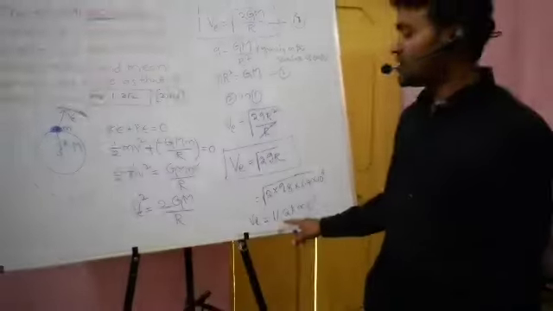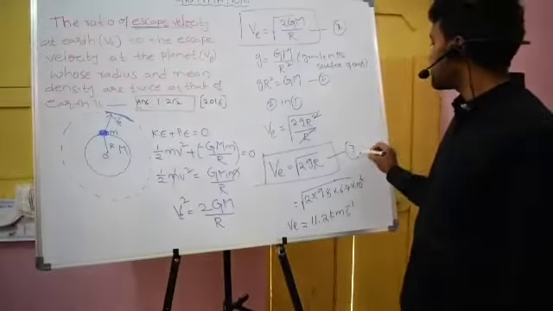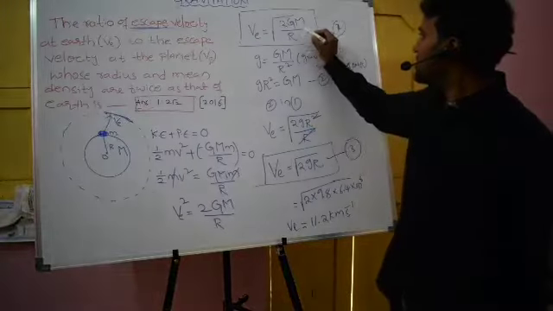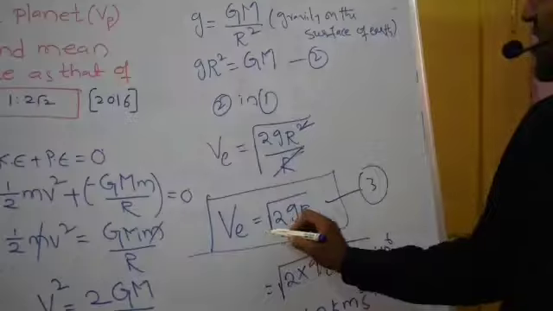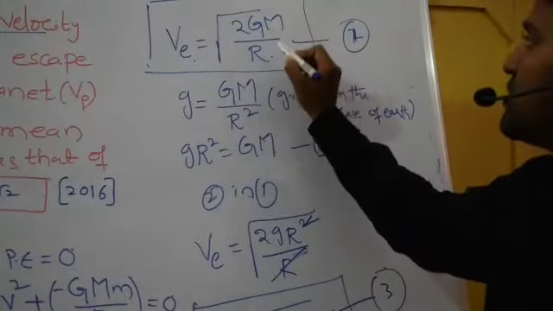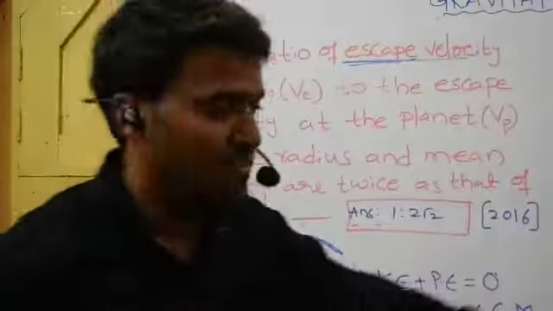V is equal to 11.2 kilometer per second, and this is the escape velocity equation. Escape velocity, this is in terms of the mass and without mass. V is equal to under root of 2GM divided by R, and V is equal to under root of 2gR. Now, before going to our problem, once again I will explain this one.